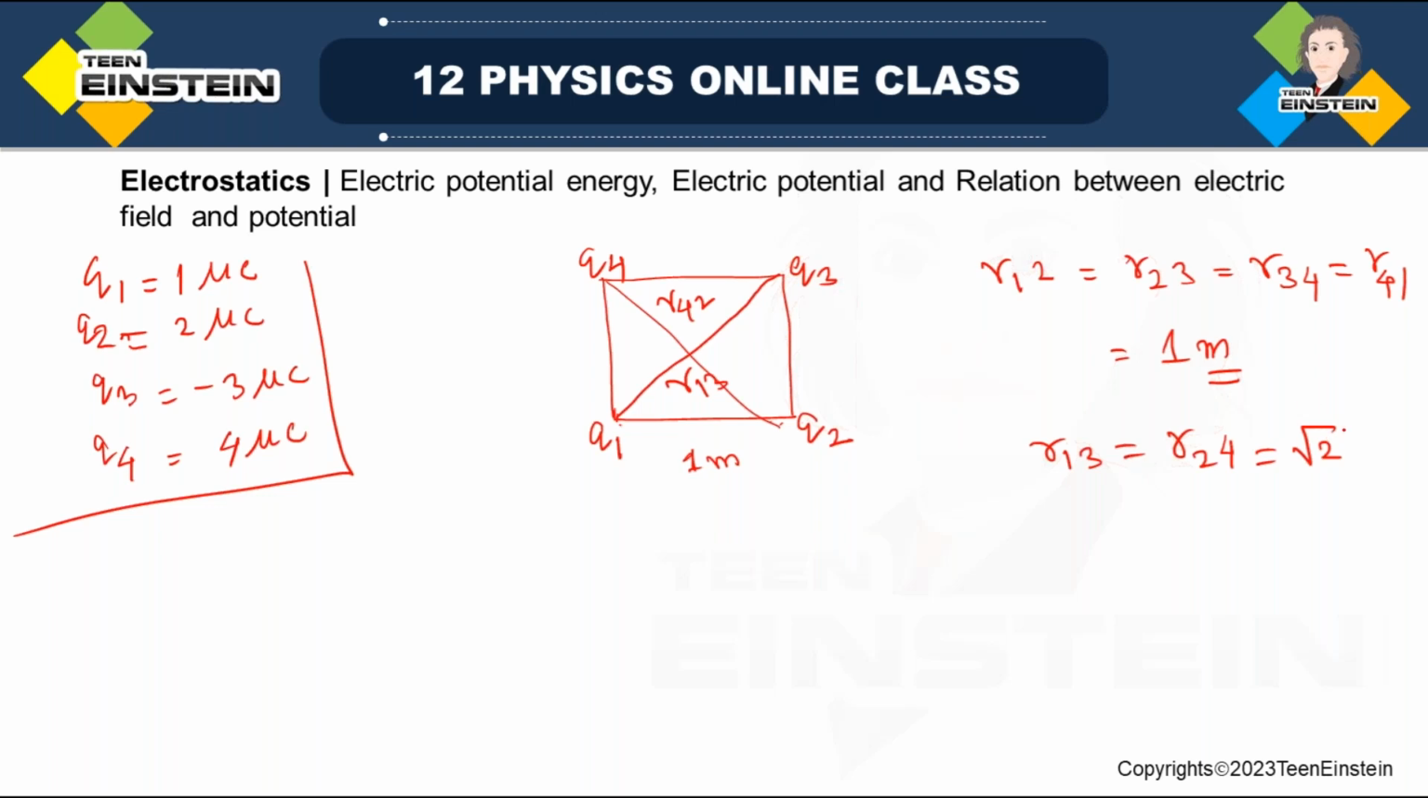Root 2 into A, see, A is this. A means the side of the square. So A is 1 meter. So this is root 2 meter.